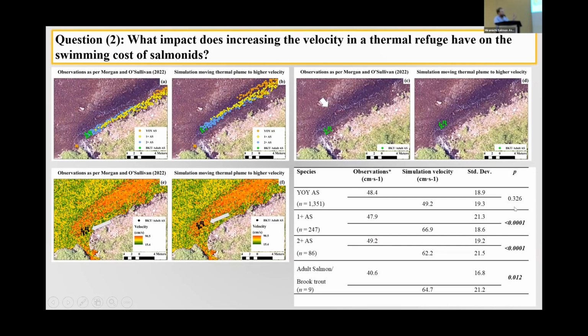This is just a simple t-test here, actually, a Mann-Whitney. What you end up seeing is a significant difference in the velocities for all of them except for young of the year. We've increased the adult salmon velocity regime from 40.6 centimeters per second to 64.7. That isn't massive, but it's increased by 50%. It's not ripping there, right? It's not going very fast.